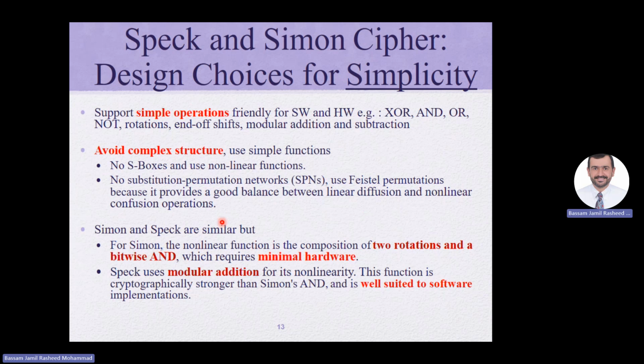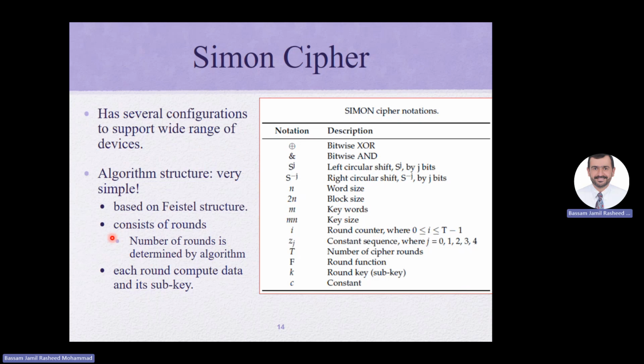is the composition of two rotations and a bitwise AND, right, which is more friendly with hardware. On the other hand, the Speck cipher uses modular addition, which is more friendly with software. Okay, so you can see both are very similar, but Simon is more towards hardware and Speck is more towards software. We'll talk about Simon for the rest of this lecture.